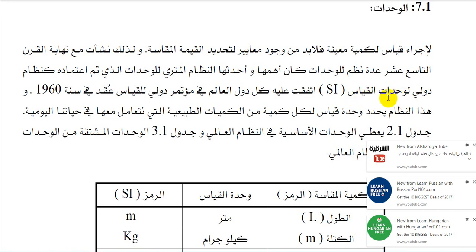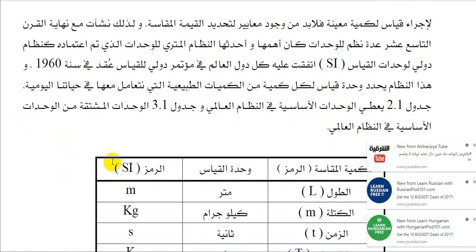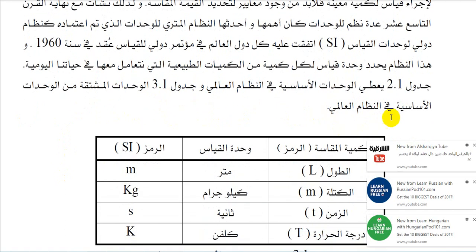The SI system of standardized units was pledged by nations worldwide in the Global Convention of Measurement held in 1960. This system defines a unit scale for each of the physical quantities that we deal with in our daily life. Table 1-2 gives the SI basic units, and table 1-3 gives the units derived from the basic or fundamental units of SI.